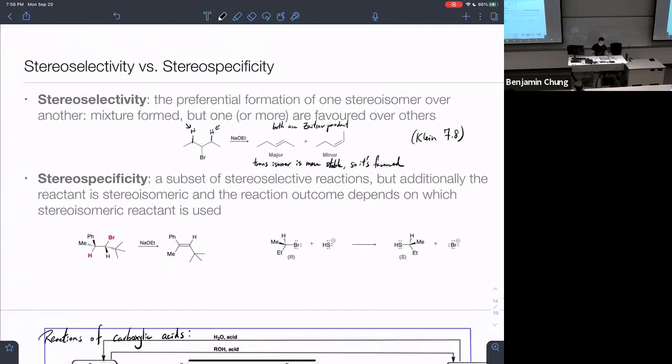Stereospecific reactions are a subset of stereoselective reactions, but additionally, the reactant is stereoisomeric. So your starting material has a stereocenter, and the reaction outcome depends on which stereoisomer is used.